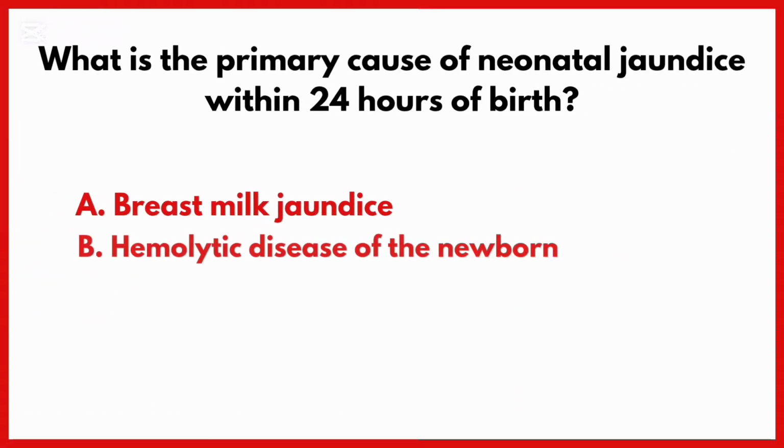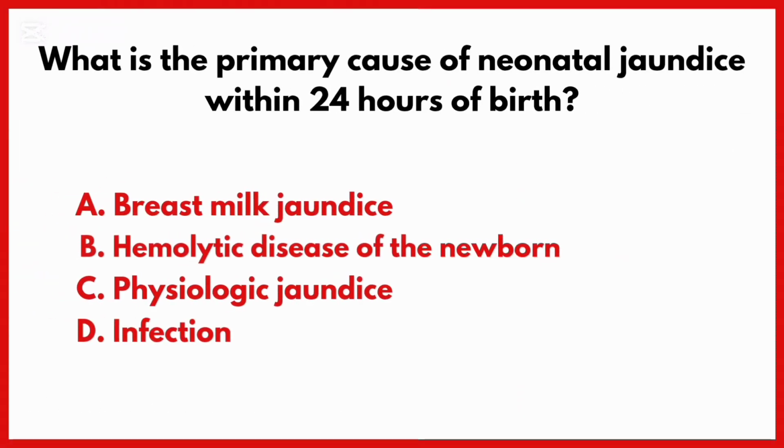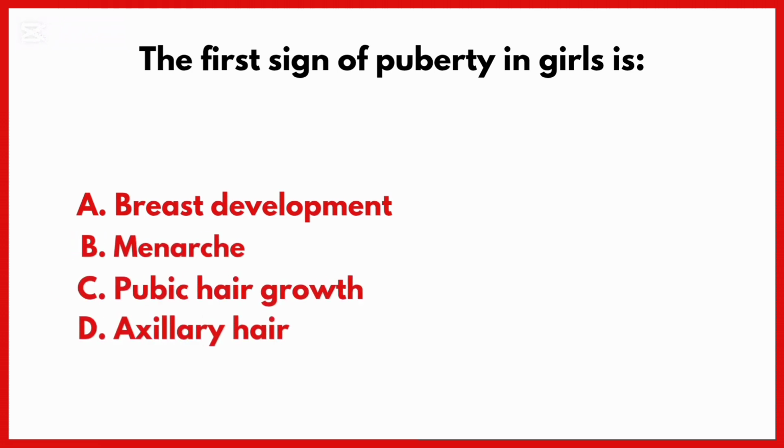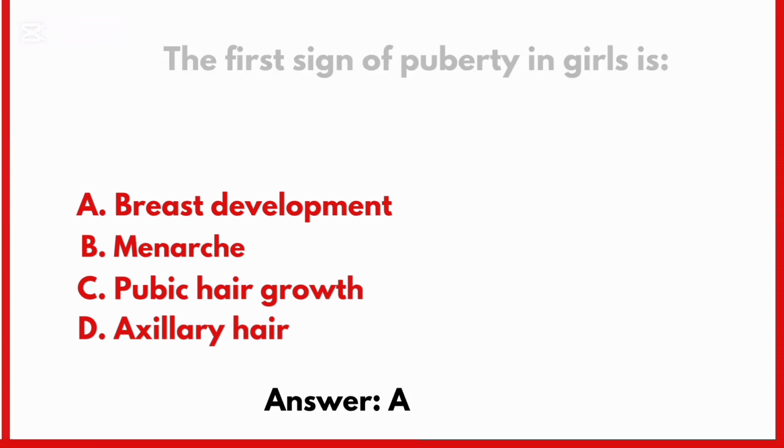What is the primary cause of neonatal jaundice within 24 hours of birth? Correct answer is option B, hemolytic disease of the newborn. The first sign of puberty in girls is. Correct answer is option A, breast development.